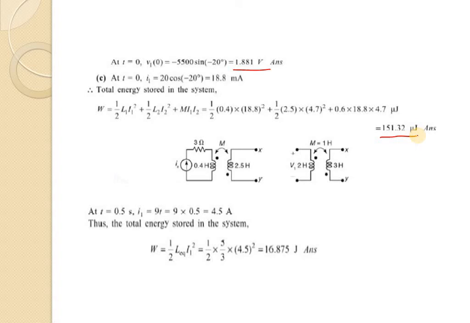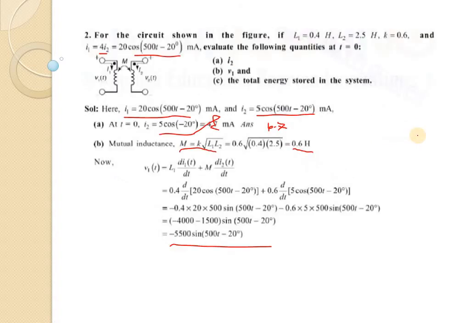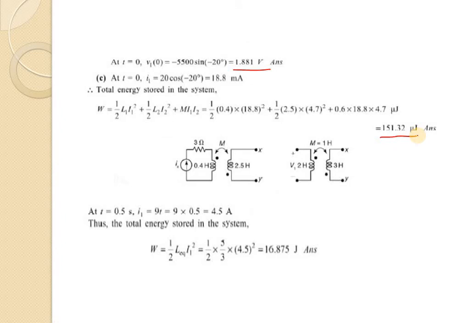Now again the same thing comes when t equals 0.5. We have to calculate the value of the energy stored in the system. Putting this value, we are getting the I1 value as 4.5 ampere, and putting this, we are getting our total energy equal to 16.875 joule.